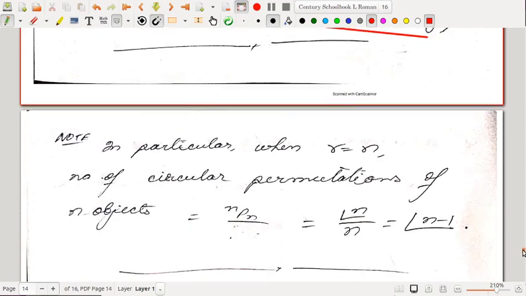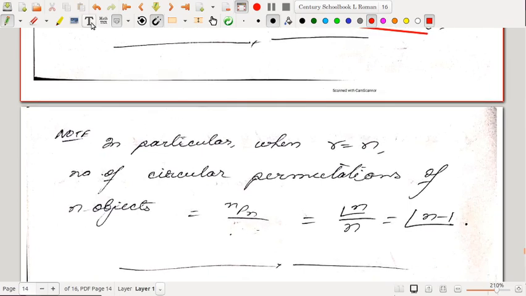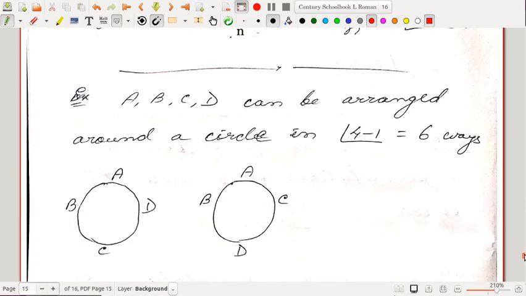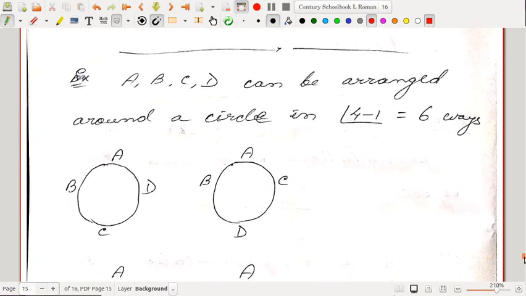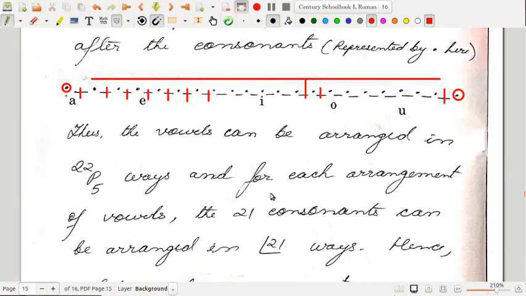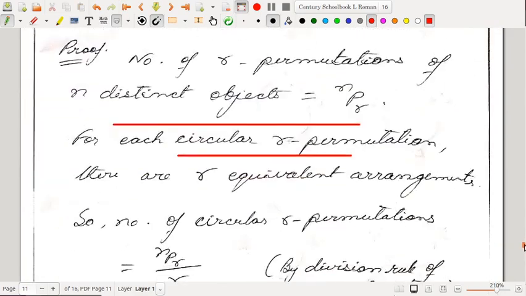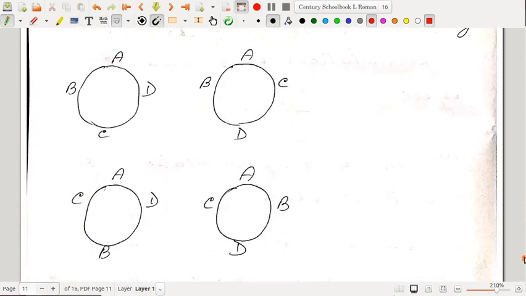In particular, when r equals n, the number of circular permutations will be nPn divided by n. I missed one n here. It's nPn divided by n, so it's factorial n by n, that is factorial n minus 1. We have already seen how this is happening. For example, ABCD can be arranged around a circle in factorial 4 minus 1, that is 6 ways. One arrangement is this, one arrangement is this.